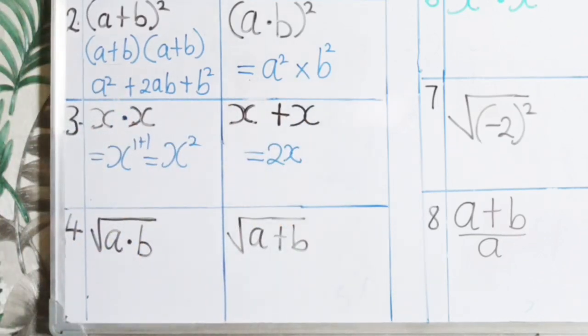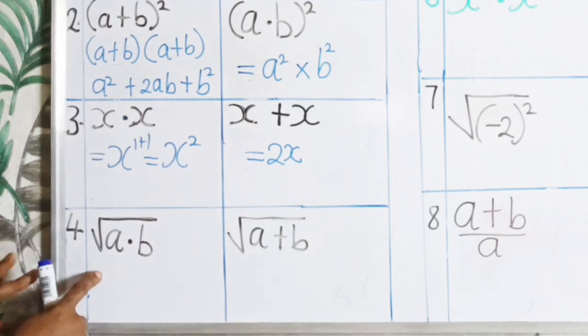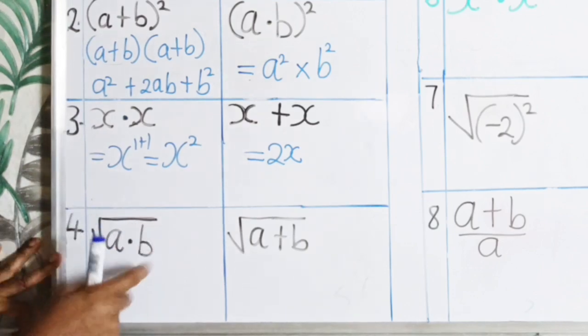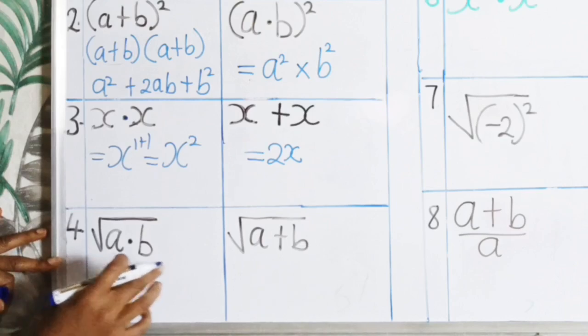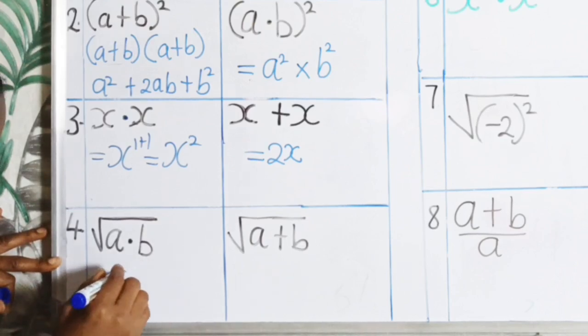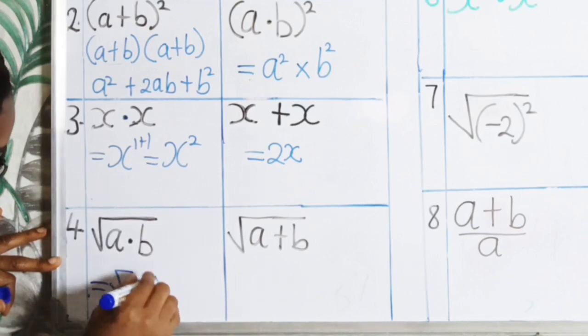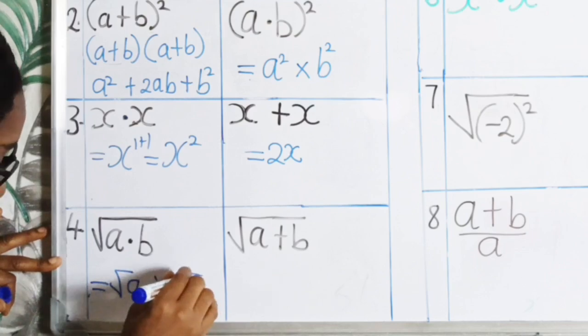Okay, we come to the next one. Now we have root a times b. Root a times b can also be written as root a times root b.